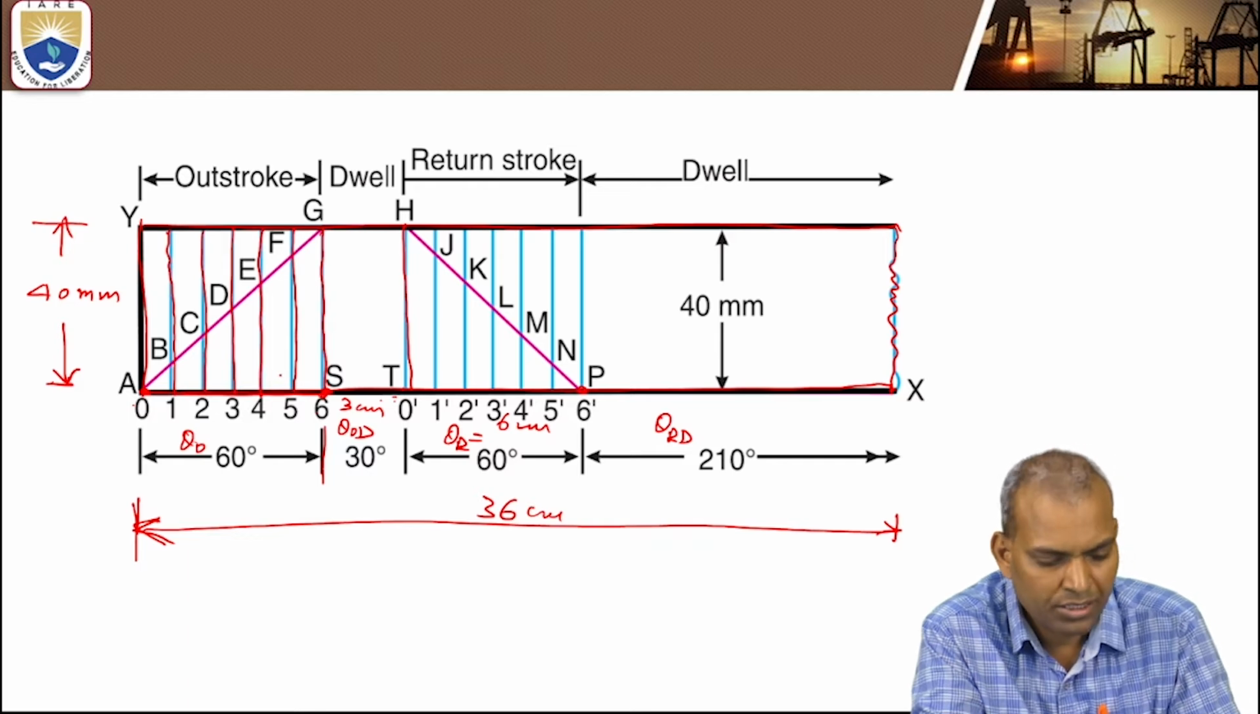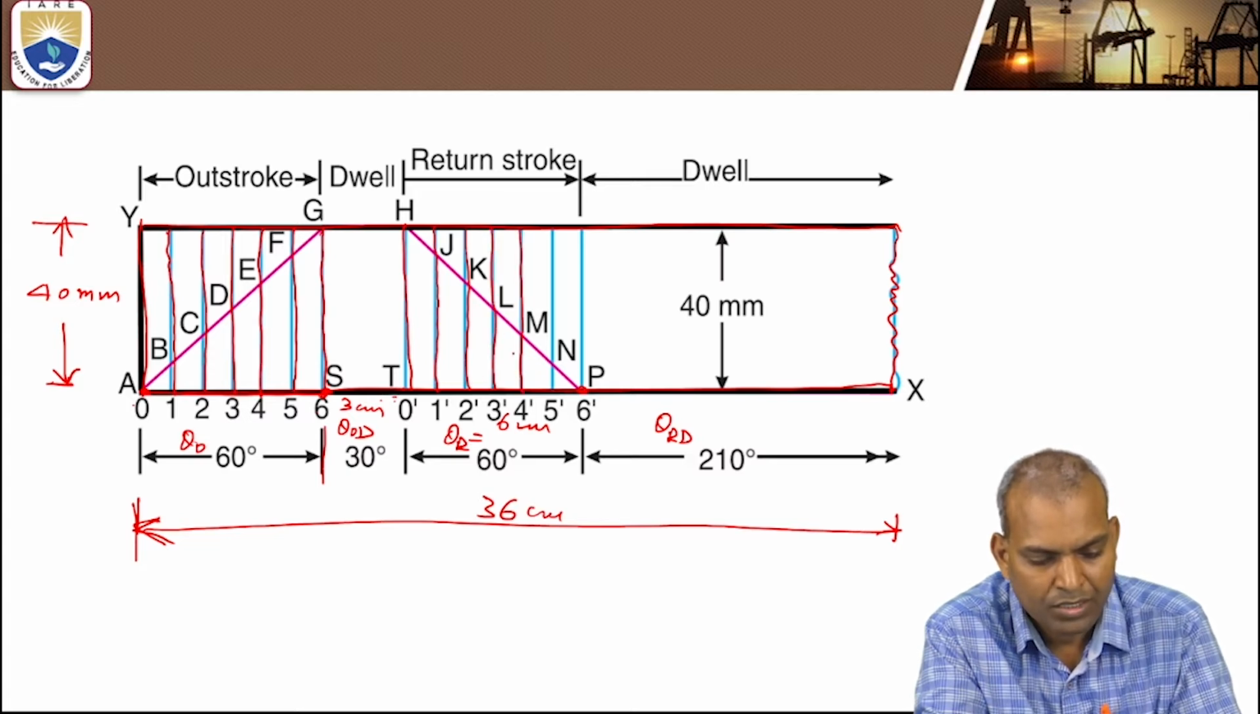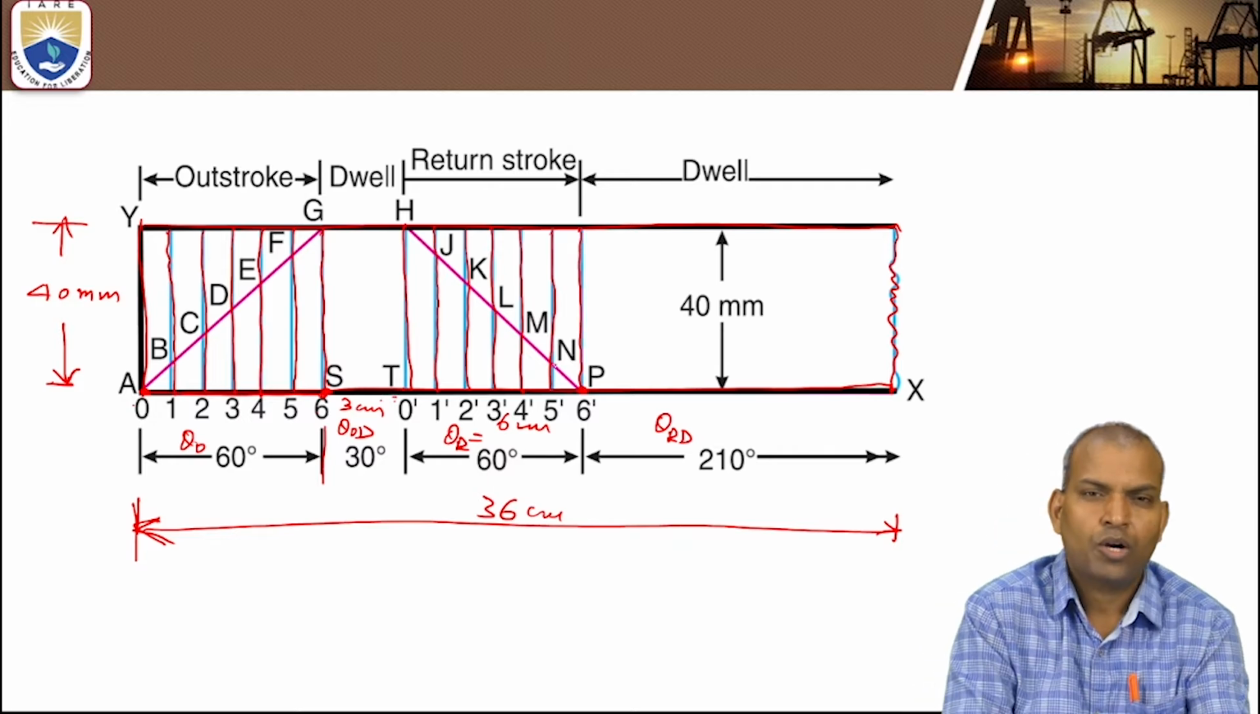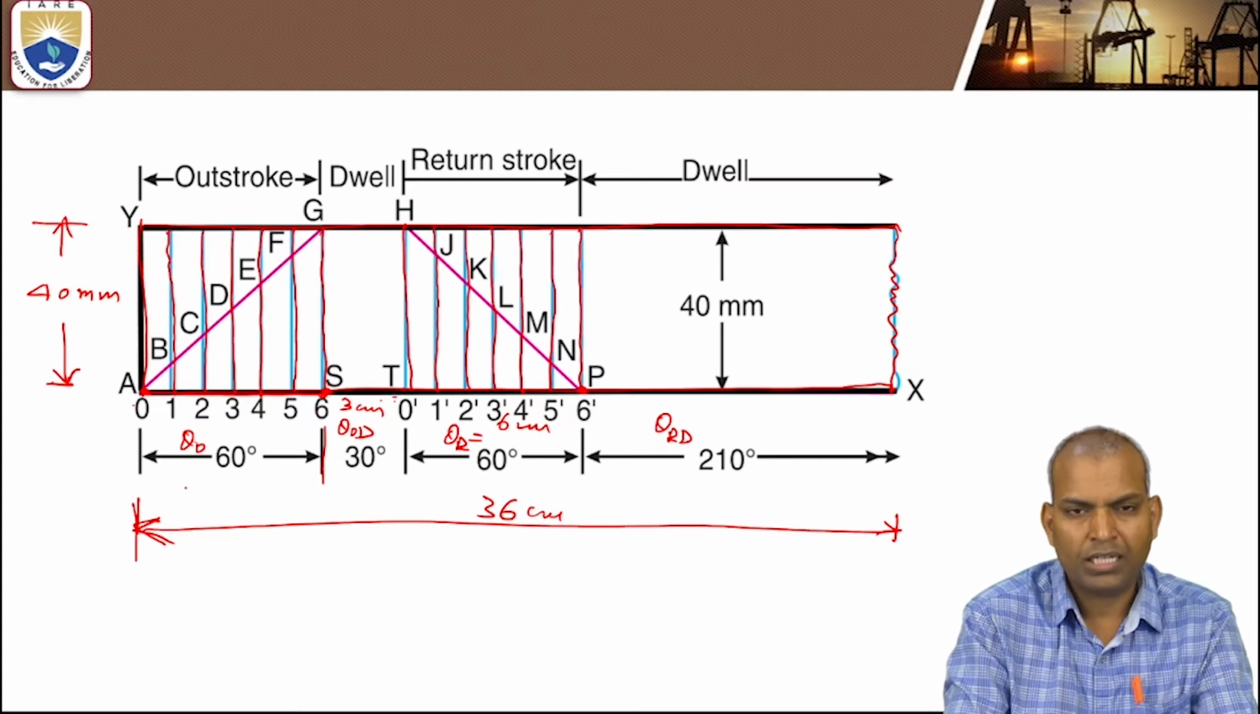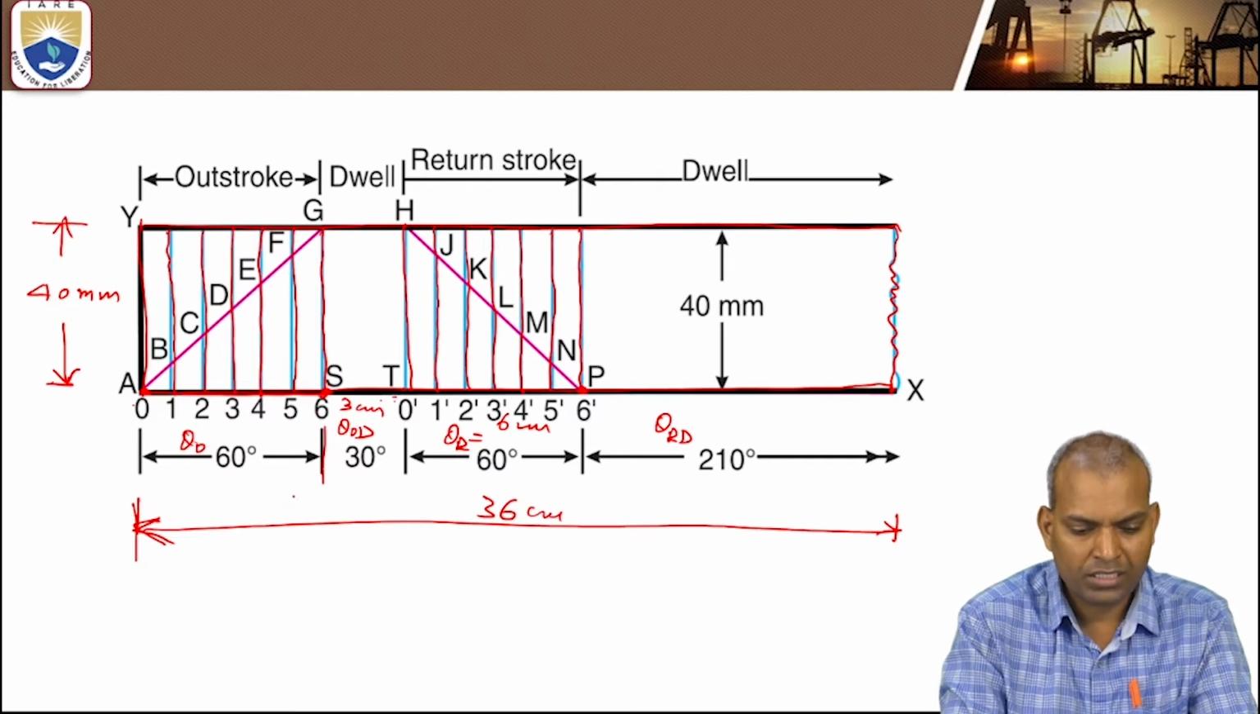Similarly, divide the return stroke angle, it is 6 centimeters, which you can divide into equal divisions. Suppose the outstroke is 50 degrees. The 50 degrees means it becomes 5 centimeters. How to divide 5 centimeters into 6 parts? You have to use the concepts of engineering drawing. Okay, let me discuss that one.